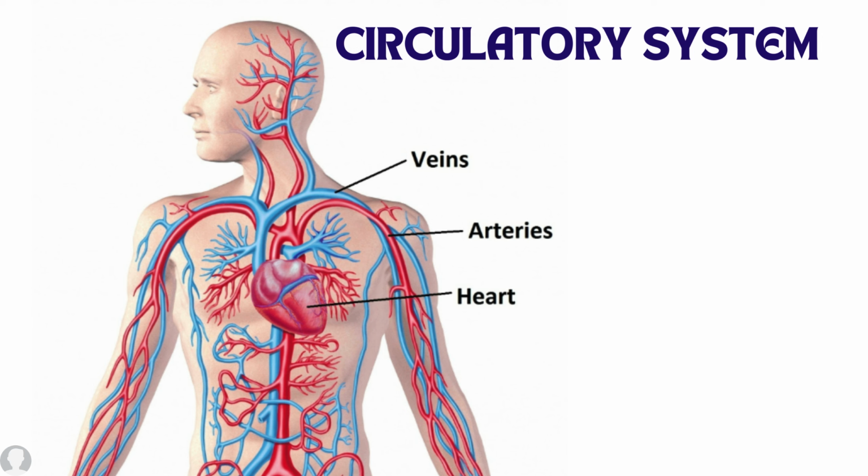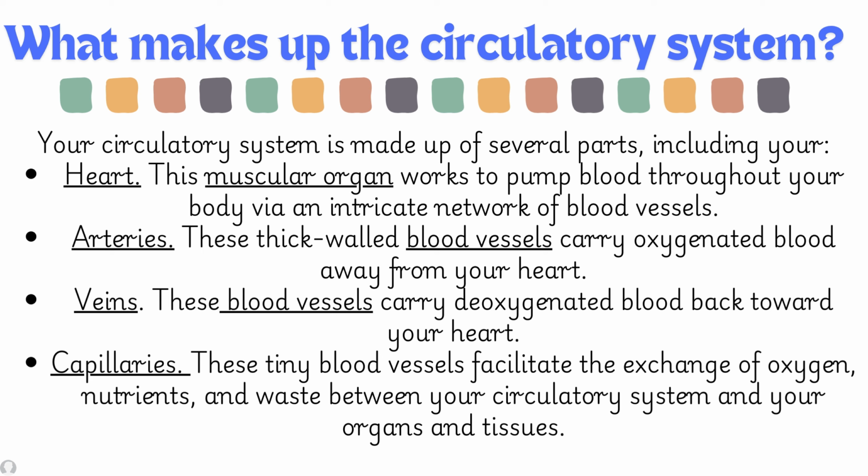Here is a clear picture of your circulatory system. We have the veins, the arteries, and the heart. The blue represents the veins and the red represents the arteries. So what makes up the circulatory system? The circulatory system is made up of heart, arteries, veins, and capillaries.